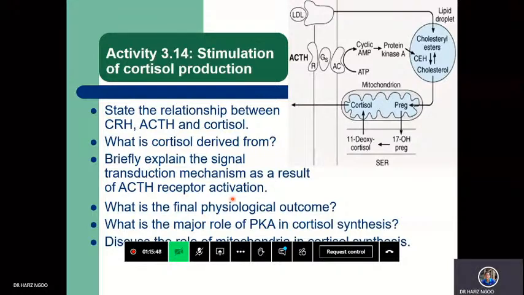which means the role of mitochondria in cortisol synthesis is as follows. The cholesterol shifts from the cytoplasm into the mitochondria, then out into the smooth endoplasmic reticulum, and finally back again into the mitochondria before the cortisol that is formed diffuses out. So this is the major role played by PKA in cortisol synthesis, mainly to increase cholesterol ester hydrolase. This diagram explains the whole of the questions that we asked in activity 3.14.